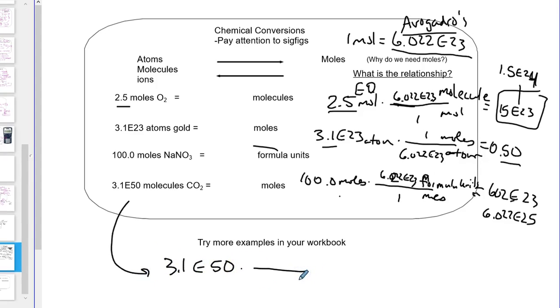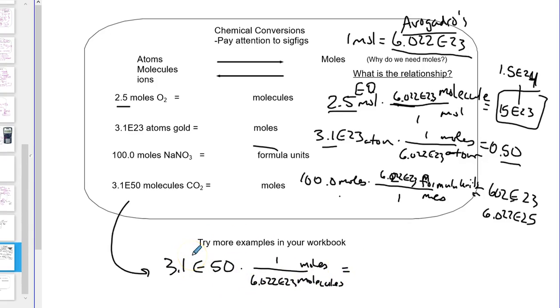Dot line, get rid of molecules, and go to moles. 1 mole is 6.022 e to the 23rd. And what do I got? So I'm going to just divide these. Now subtract 50 from 23.